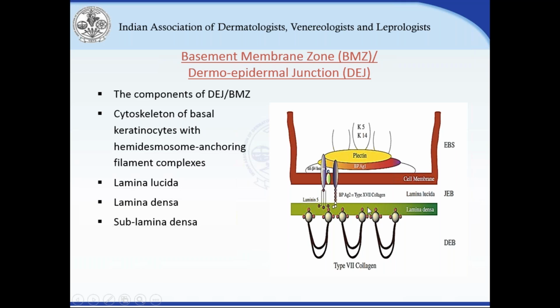Here we have other molecules, laminins, cadherins, connexins, and then these are the anchoring fibrils, which are made up of type 7 collagen, and this is sublamina densa. All right, so 4 layers: hemidesmosome, lamina lucida, lamina densa, followed by sublamina densa. 4 layers of the basement membrane zone.